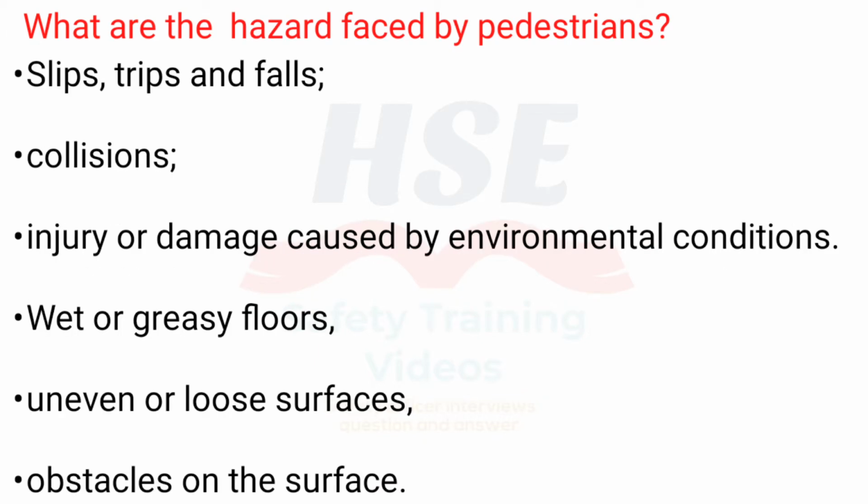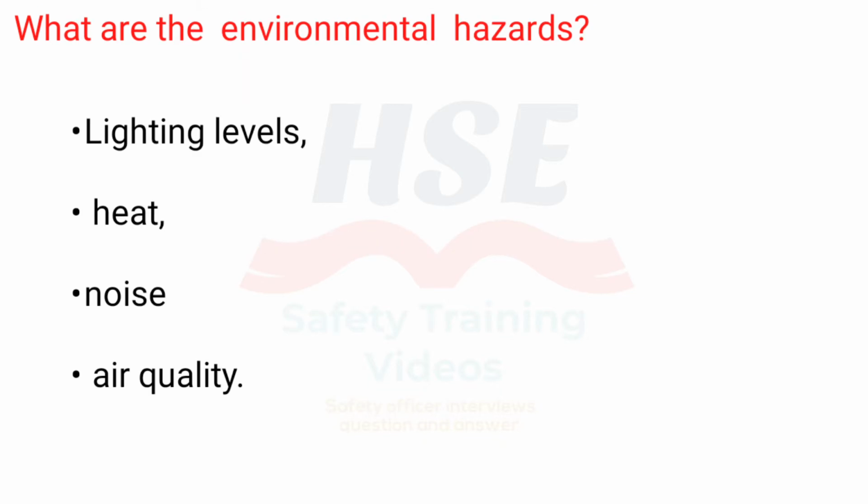What are the hazards faced by pedestrians? Slips, trips and falls. Collisions. Injury or damage caused by environmental conditions. Wet or greasy floors. Uneven or loose surfaces. Obstacles on the surface. What are the environmental hazards? Lighting levels. Heat. Noise. Air quality.